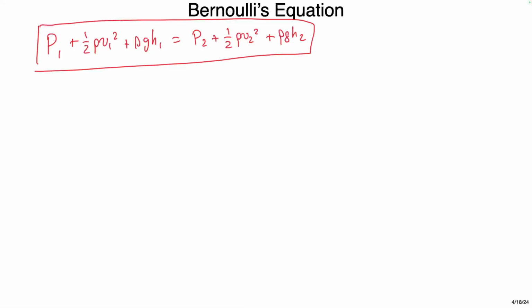The companion equation that goes along with it, and where did it go? No, that's not it. All right. There. Come on. You can see it, yeah. The companion equation that goes along with it is called the equation of continuity.